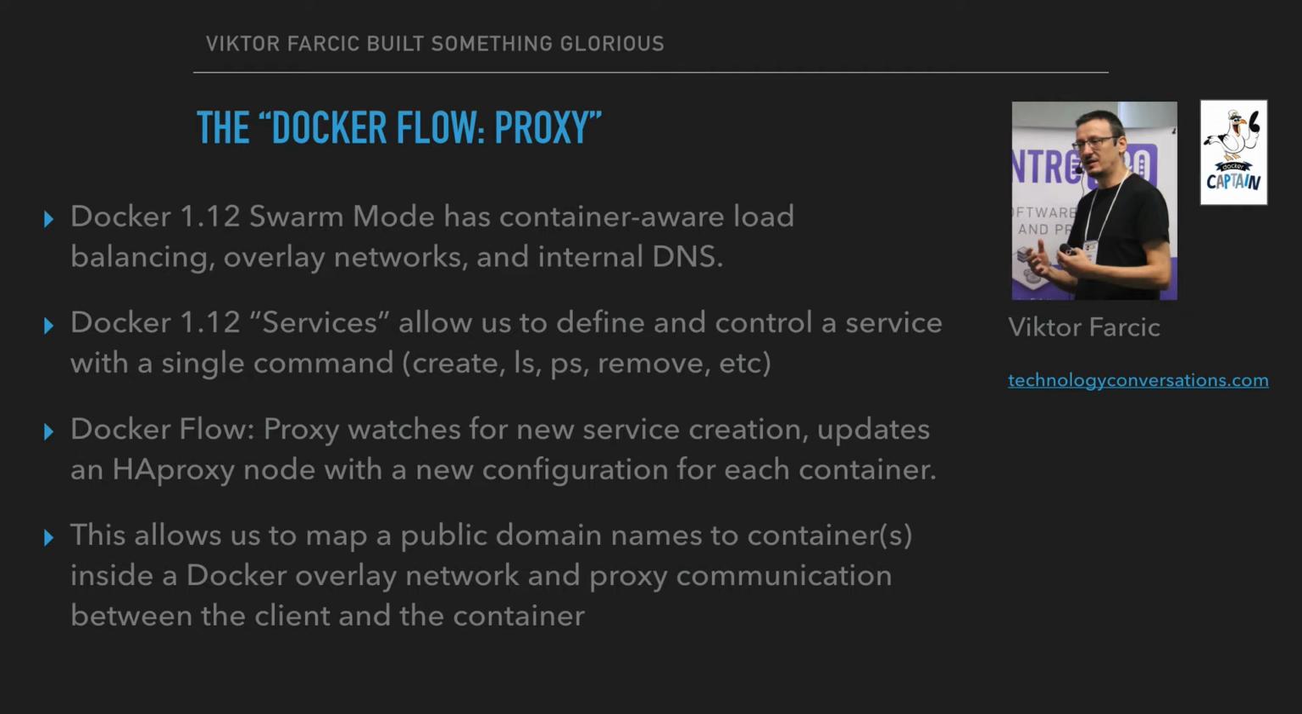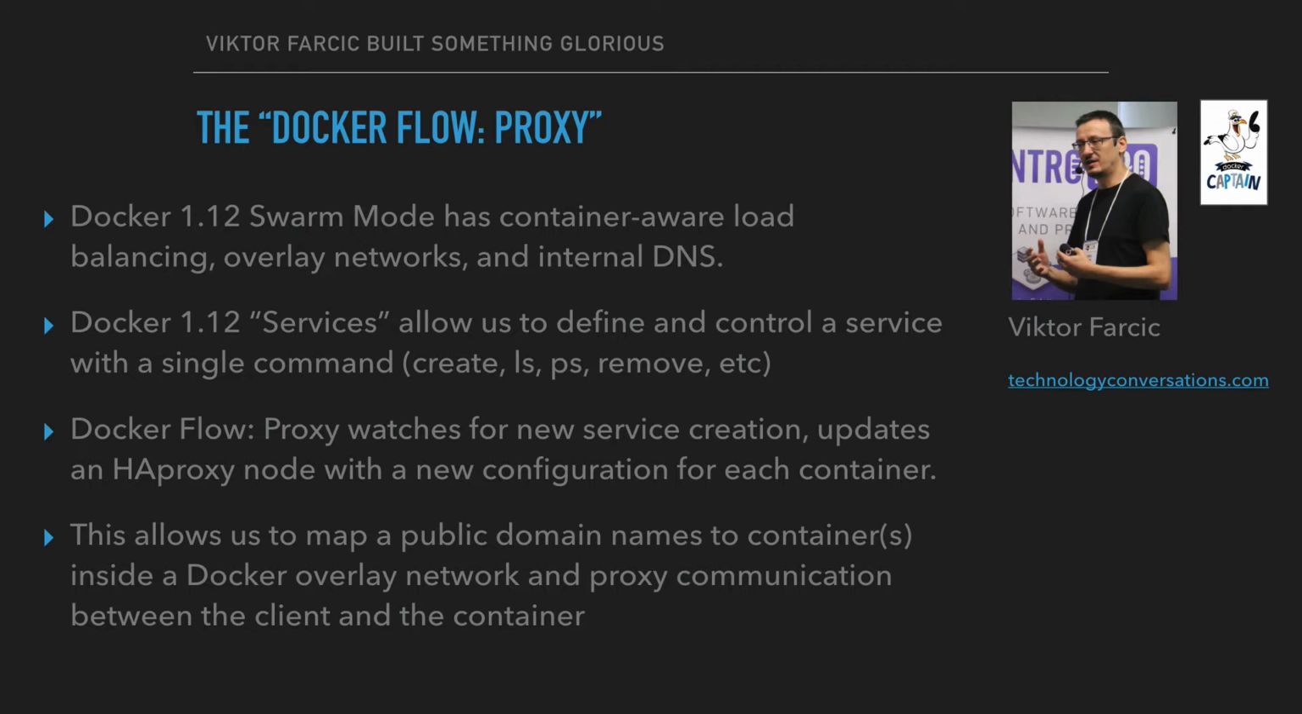Well, Docker 1.12 Swarm has container-aware load balancing and an internal DNS, but it doesn't really know about external DNS, and there's really no slick way inside of the framework of Docker to just map external domains and put a proxy in front of it and mask all this other stuff. So Victor comes along and builds this awesome project called Docker Flow Proxy. The job of Docker Flow Proxy, it has two parts. We'll explain them in a second.